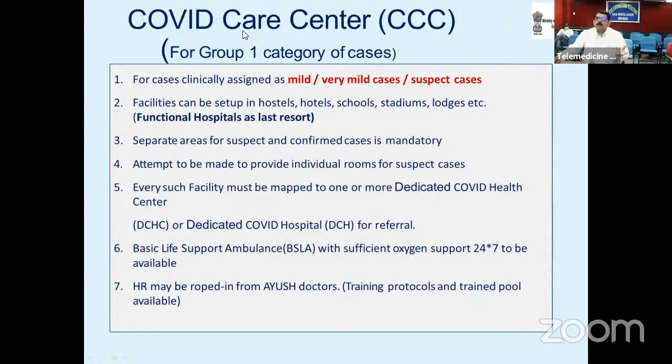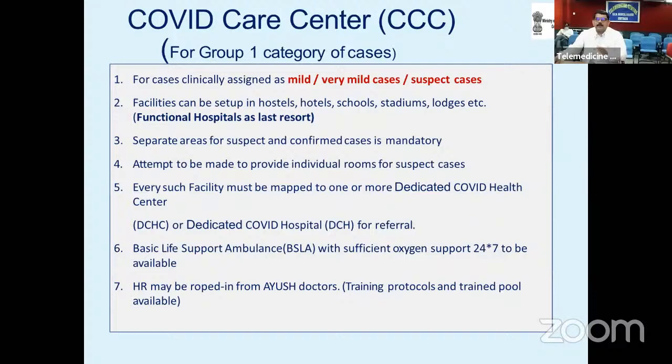We have taken our indoor stadium, we have taken OCA, and then many centers like Dreams have been taken, functioning in the hospitals as a last resort. Usually as CCC, we don't take hospitals. Hospitals are designated hospital centers or COVID hospitals. Separate areas for suspect and confirmed cases are mandatory. An attempt should be made to provide individual rooms for suspect cases, but every facility may not have that. Every such facility must be mapped to one or more dedicated COVID hospital centers or dedicated COVID hospitals.